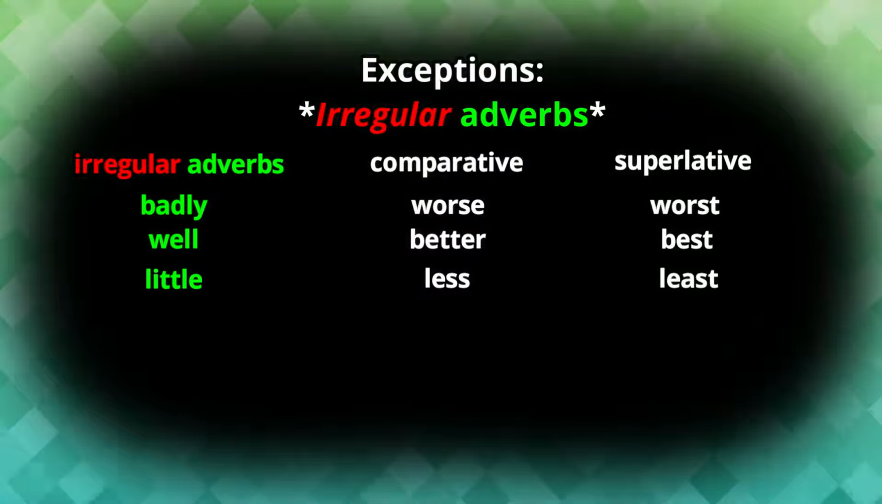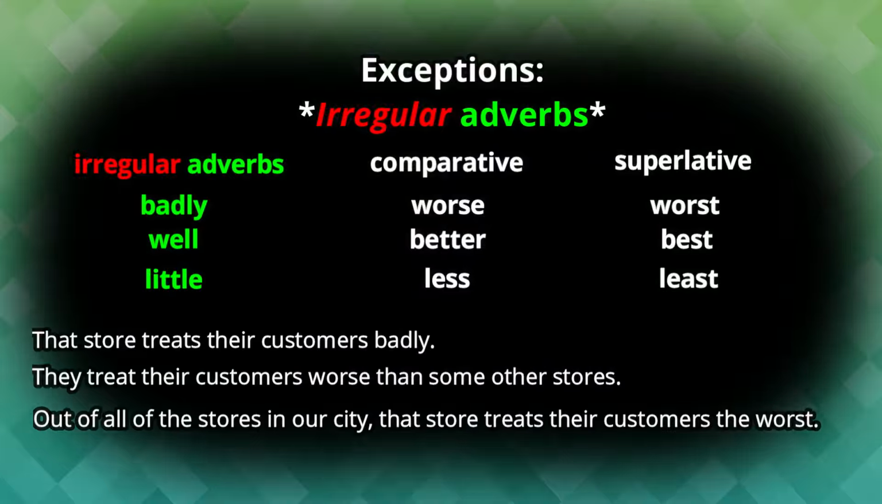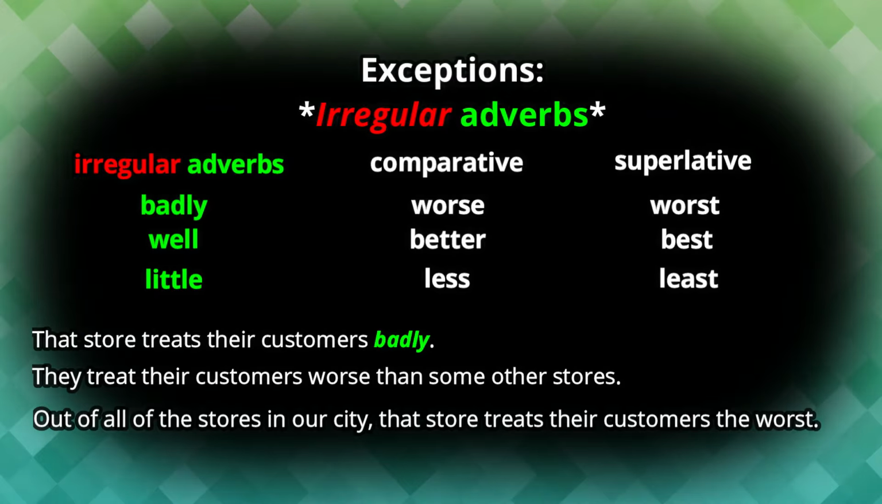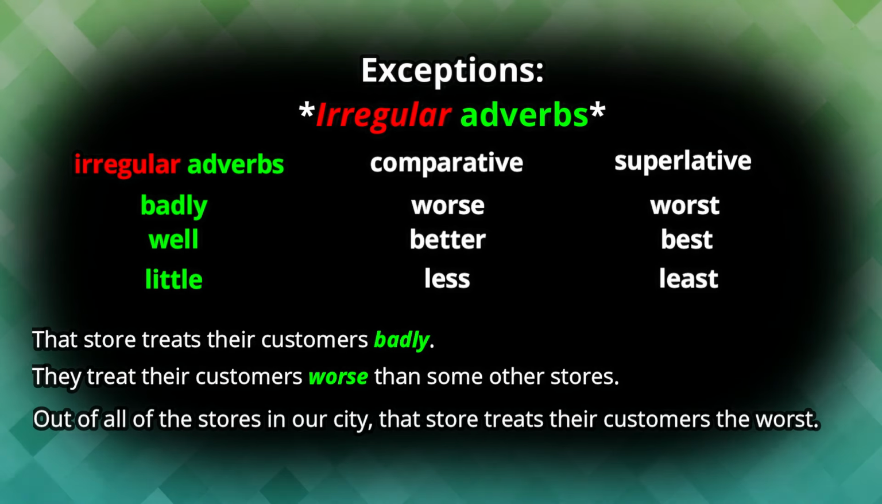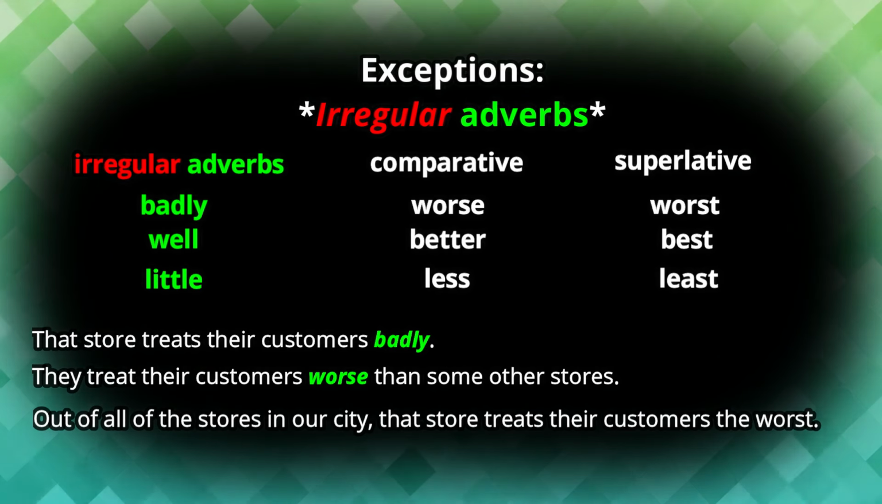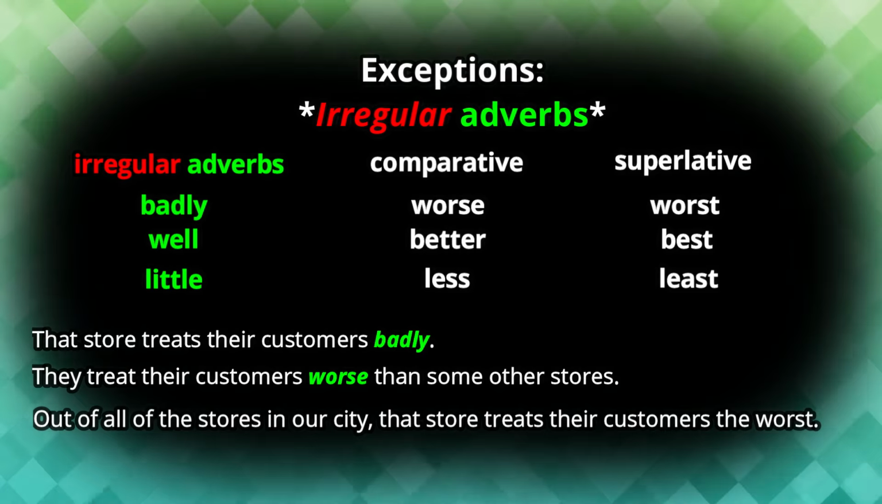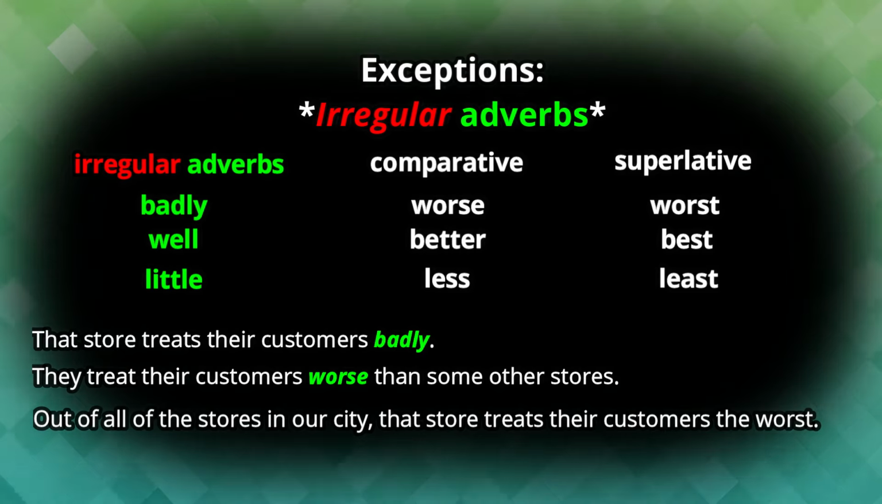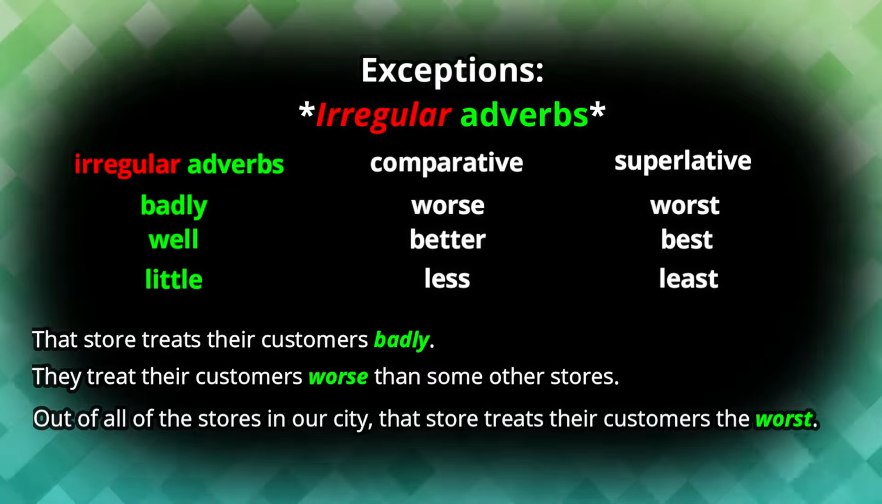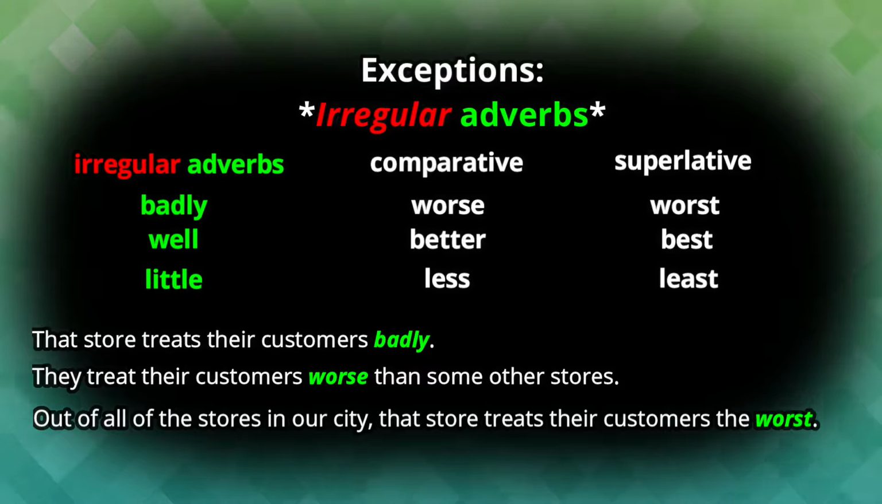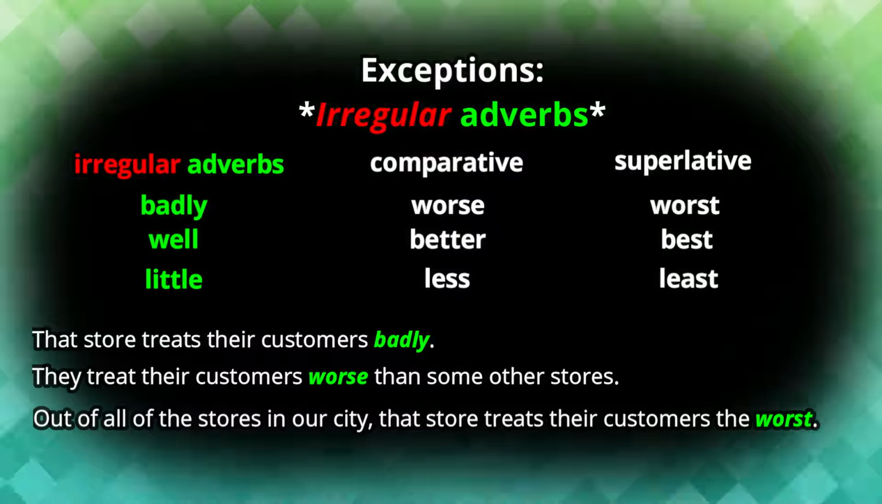So let's take a look at the examples. That store treats their customers badly. They treat their customers worse than some other stores. Now we're comparing that store to other stores. All right? And then we have, out of all of the stores in our city, that store treats their customers the worst. And that's in a group, the stores in the city. Okay? And that's why we use the superlative.